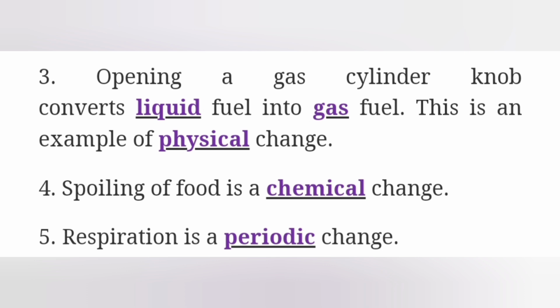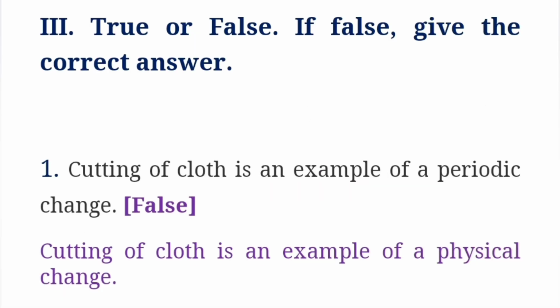Fifth one, respiration is a dash change. Answer: periodic change. Third Roman letter, true or false? If false, give the correct answer. First one, cutting of cloth is an example of a periodic change. The statement is false. The correct statement: cutting of cloth is an example of a physical change.